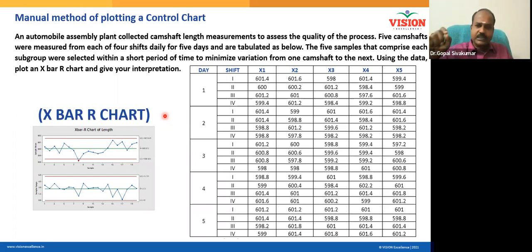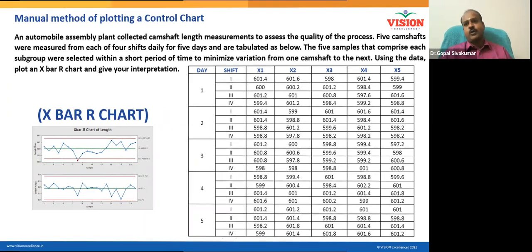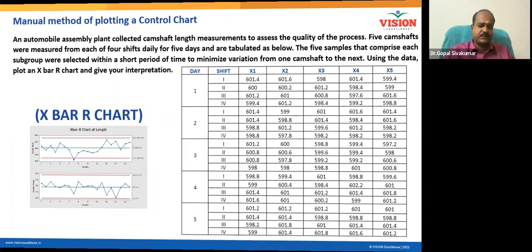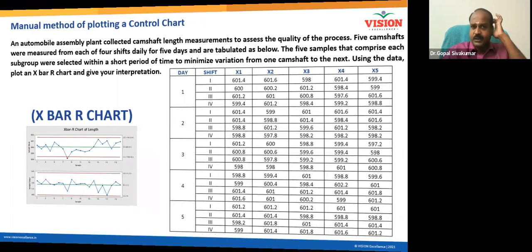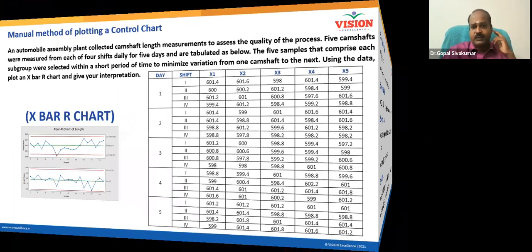Whenever subgroup size is less than 8 and your data is continuous, you must plot X bar R chart. All of you agree with me? Yes. Now, how to plot control chart? There are certain steps. These steps you can easily learn. You can go through the slides. Look here, everything I have written.